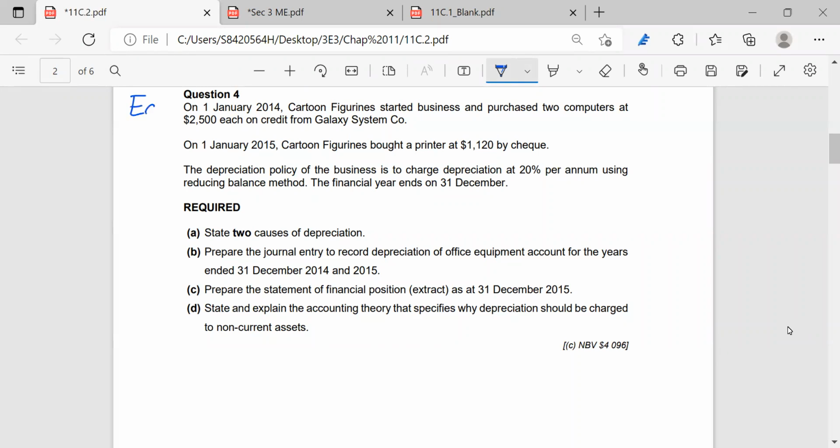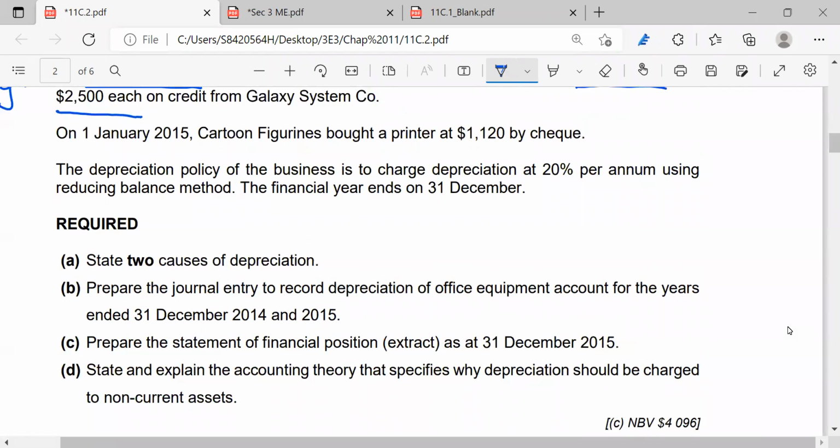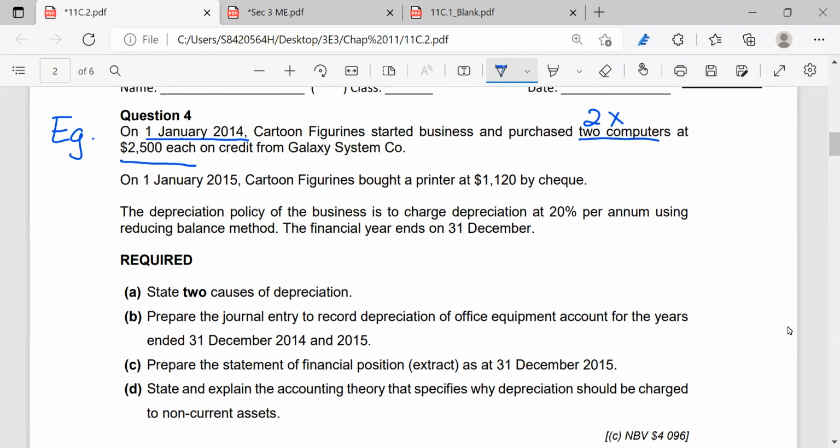This one will be my example. It's actually spread across 2 years. On 1st January 2014 and 1st January 2015, you bought office equipment. On 1st January 2014, you bought 2 office equipment at 2,500 each. So when you calculate your cost, you need to take 2 times 2,500.